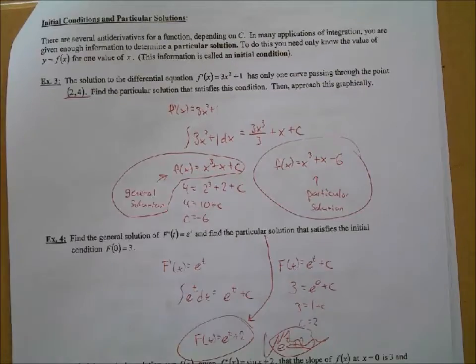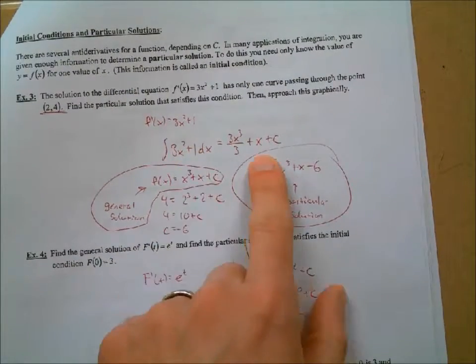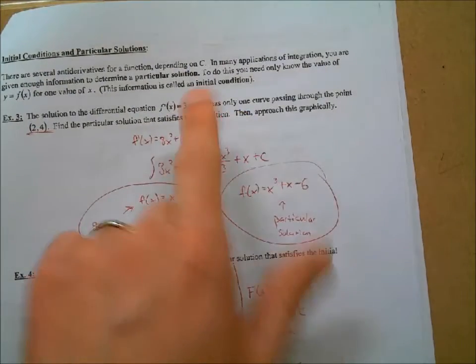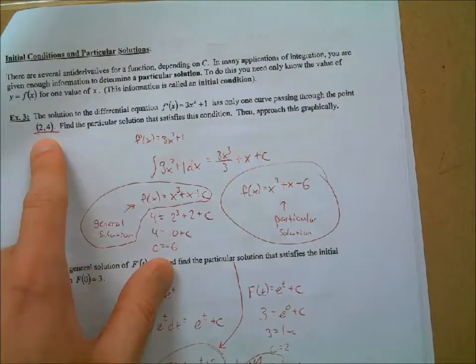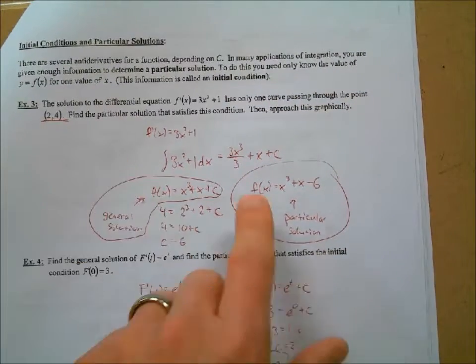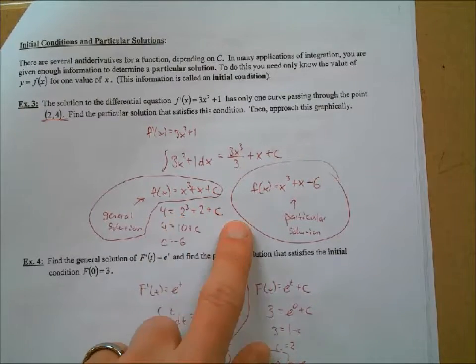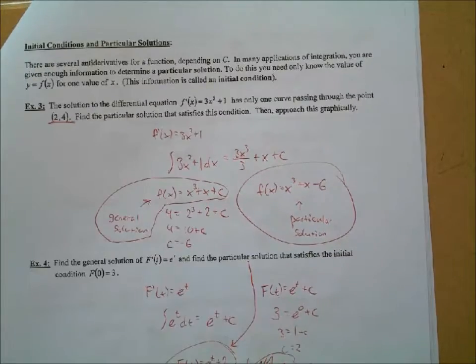Then we found particular solutions. We integrate our function and get something with a c in it, and we use the piece of information. For example, in this case, our solution has only one curve that passes through the point 2, 4. So we use that point 2, 4, plug it into our solution, 4 in for the y, 2 in for the x, and solve for our c value and get our particular solution for this particular piece of information.